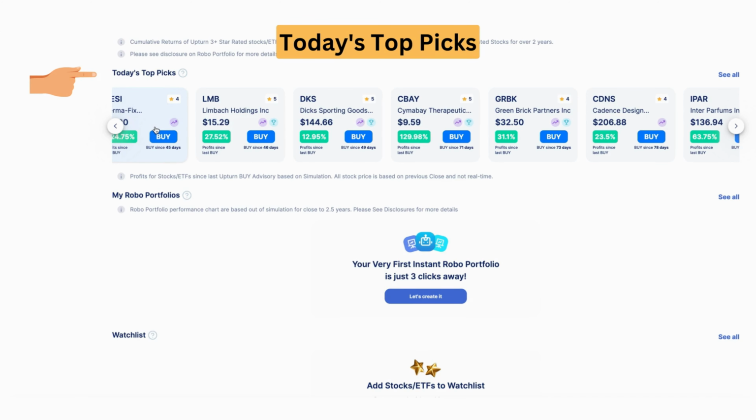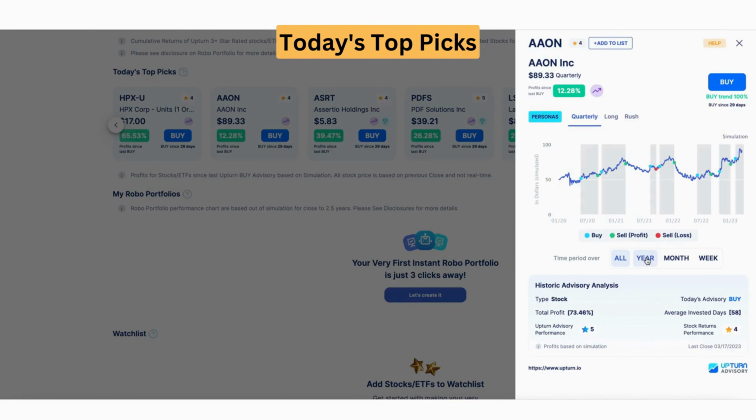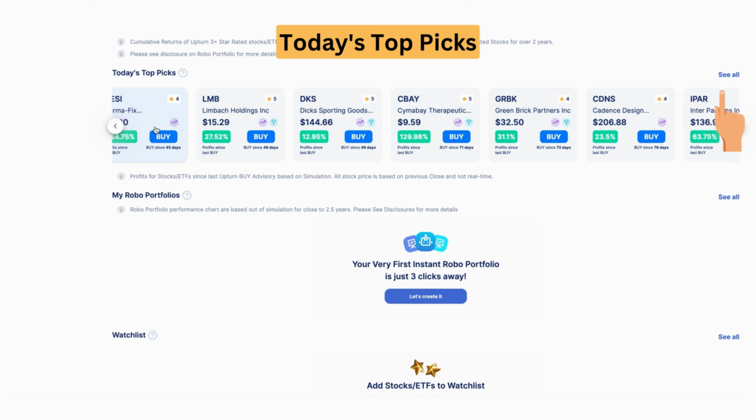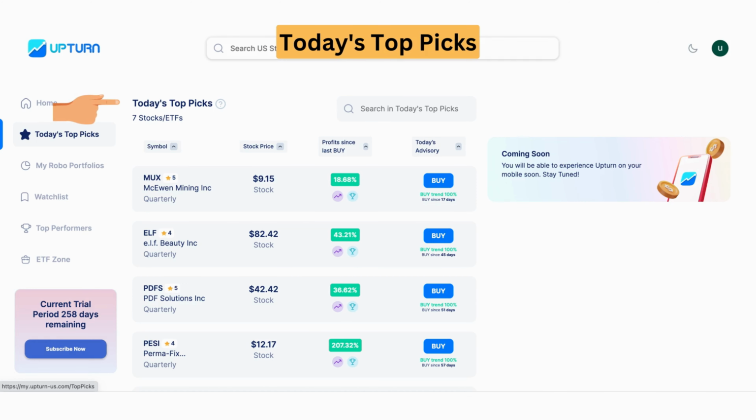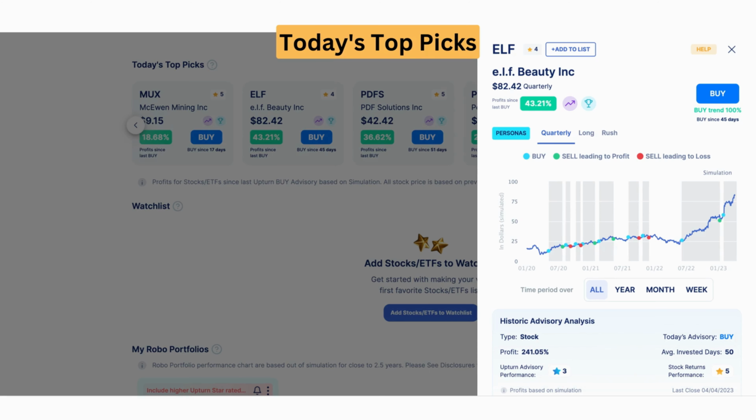Today's top picks are all Upturn 4+ rated stocks or ETFs with a buy advisory as of today. These stocks have moved more than 4% in the last 3 weeks. Users can click on See All to open a page that lists all of today's top picks. Users can also click on any stock to open up the chart for the stock.